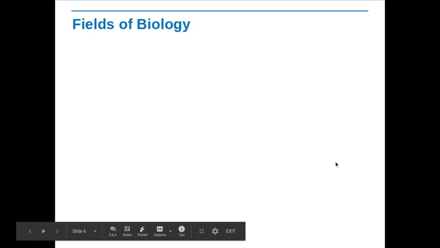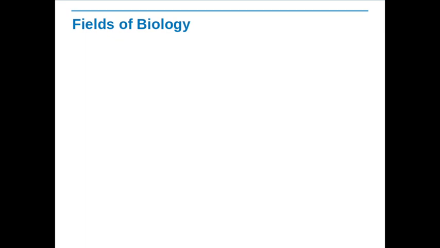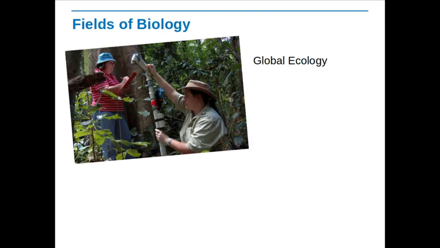Next is fields of biology. Biology includes many overlapping fields that use different tools to study life from the molecular level to the planetary level. We can look at global ecology, and in global ecology, we can try to understand weather patterns and processes in the atmosphere. We can do this by using satellite technology and supercomputers.